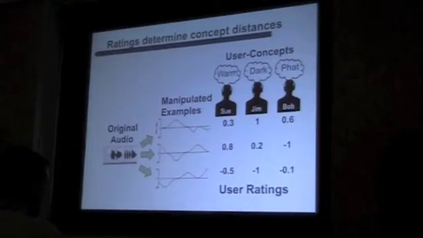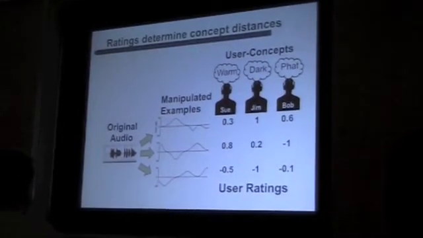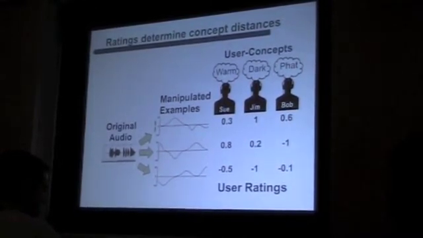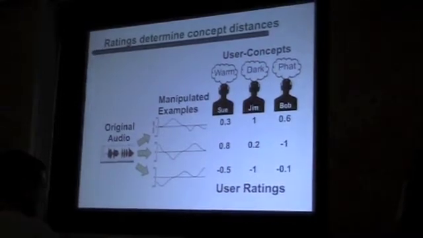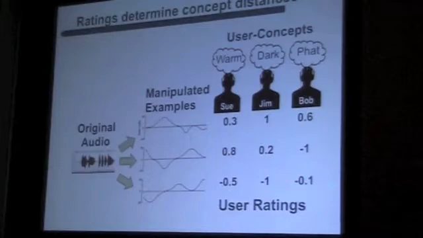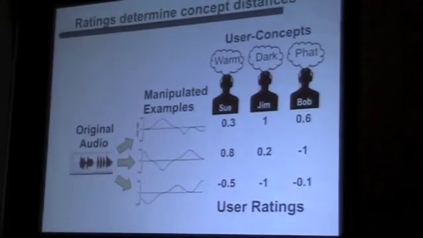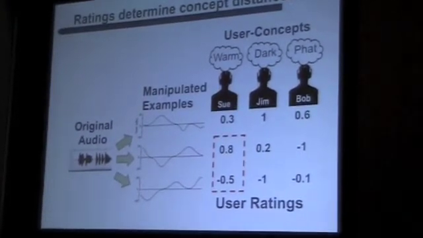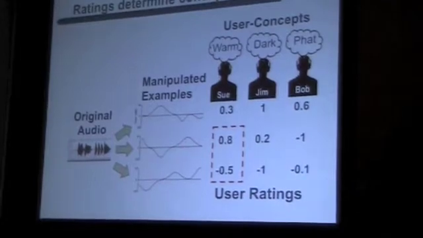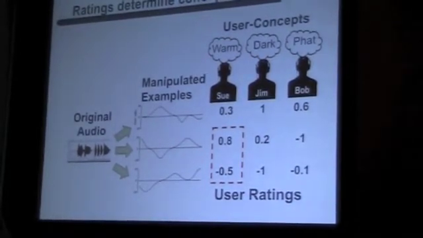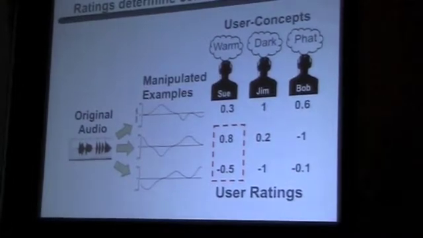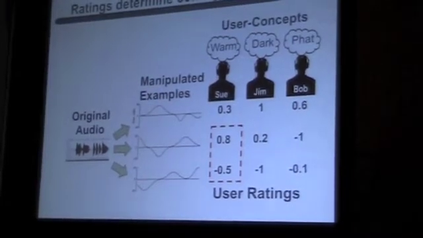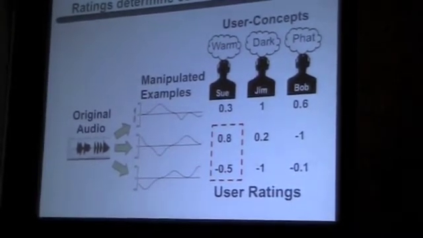Well, let's say we have a set of user concepts, and a user concept is a concept taught to the machine by a particular user. We could have some original audio that got manipulated in different ways, and each of these users went ahead and rated how well they liked that manipulation in light of the concept they were trying to get across. And when we do that, this gives us something like a collaborative filtering rating space, okay? So I can take, say, Sue's ratings of example 2 and example 3, and this gives me a two-dimensional coordinate system to put Sue's warm into a rating space.